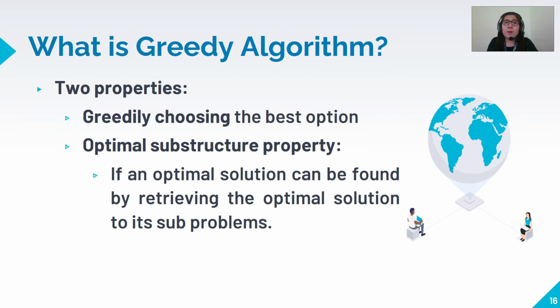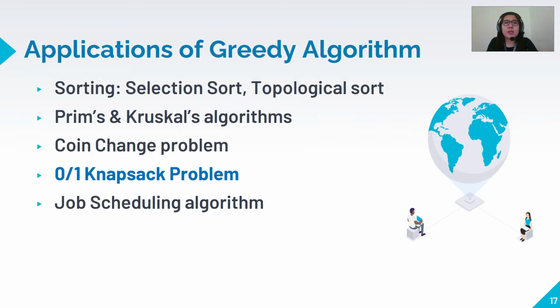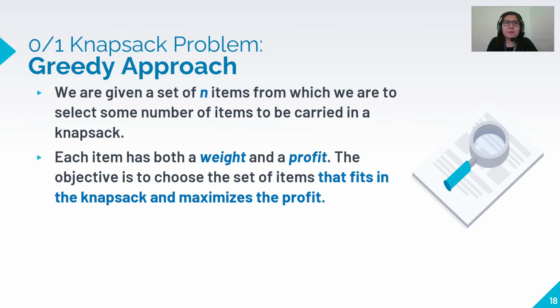There are two properties for greedy algorithm. We have greedily choosing the best option. So, yun yung gagawin natin. And optimal substructure property. So, this would be discussed in dynamic programming, wherein an optimal solution can be found by retrieving the optimal solution to its sub-problems. So, there are several applications of greedy algorithm, and one of that is the 0-1 knapsack problem.